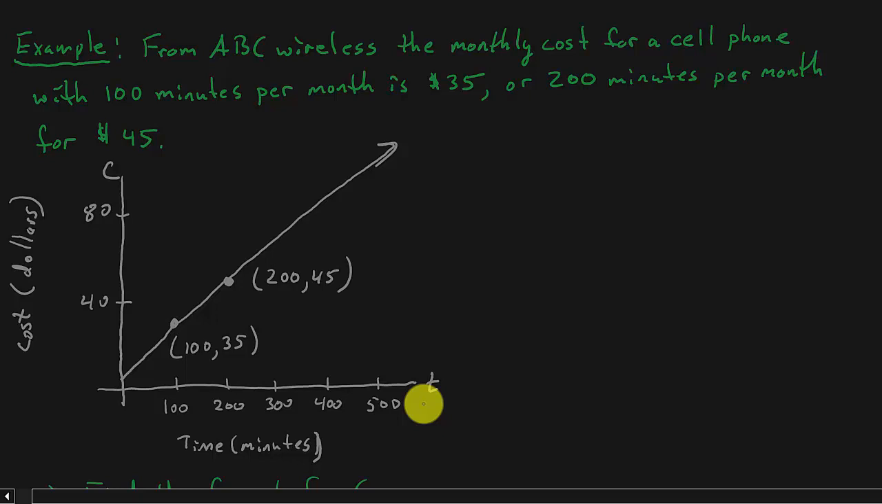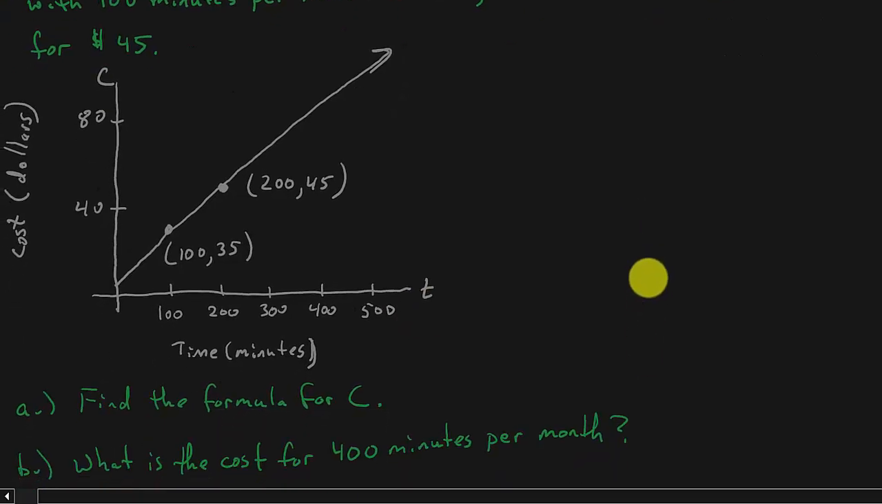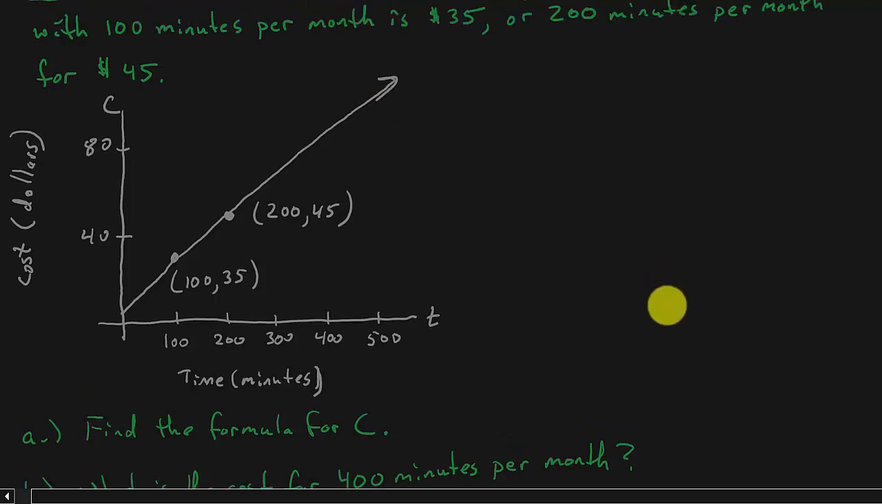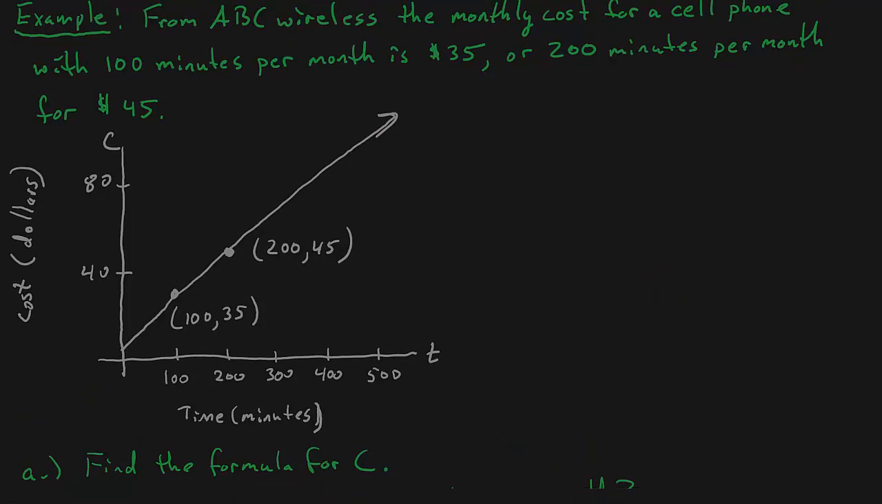All right. And what do they want to know? Find the formula for C. What they mean by that is find the equation of this line here. And then what is the cost for 400 minutes per month? All right, so let's just work that here. So part A.